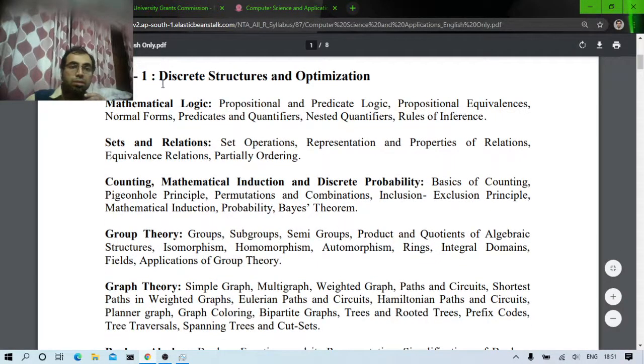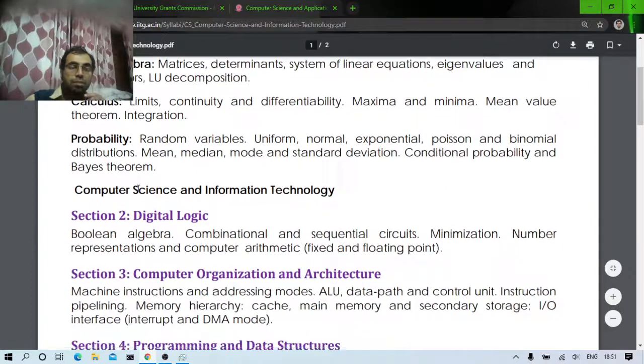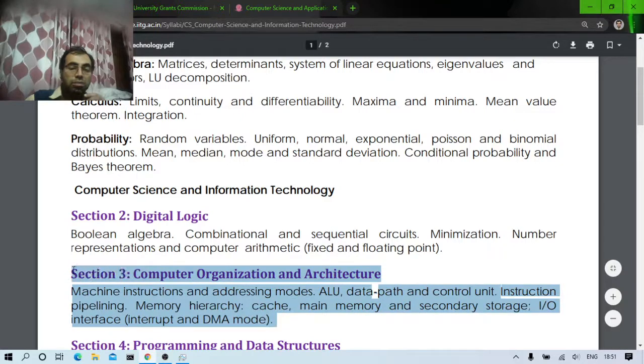See, discrete structures and optimization. Then comes computer science: digital logic, Boolean algebra, combinational and sequential circuits, minimization, number representations, and computer arithmetic, fixed and floating point. Computer architecture and organization. This is totally the same in GATE and UGC NET exam.